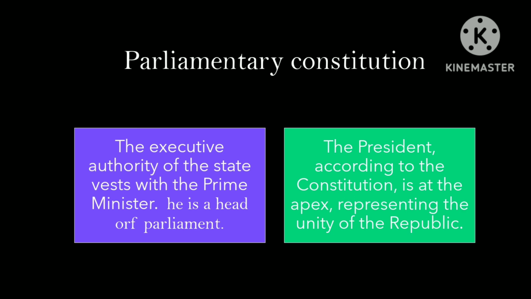Here, the parliamentary constitution. There are two main factors given regarding the parliamentary nature of a constitution. The executive authority of the state rests with the Prime Minister. He is the head of Parliament. The President, according to the Constitution, is at the apex, representing the unity of the Republic.